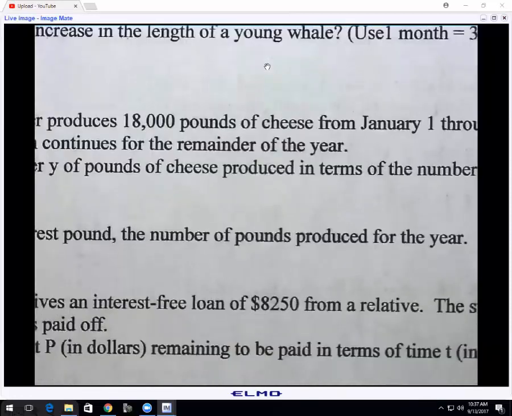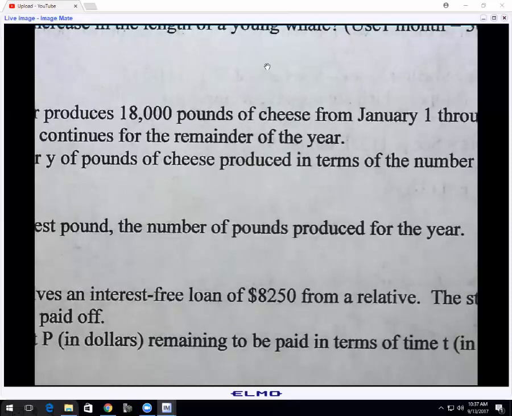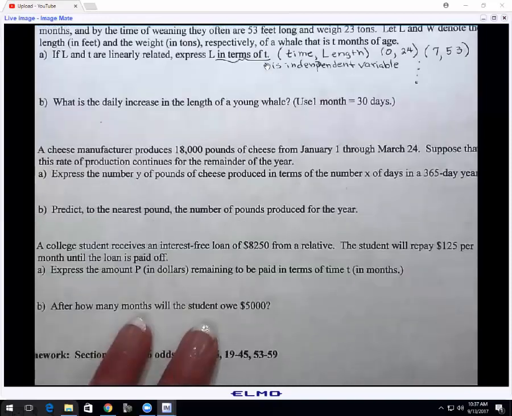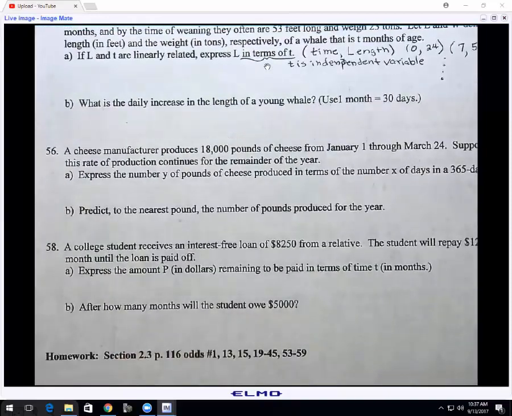Let's just see how to set up 56, and then we're going to zoom over to 2.4 real fast. 56 says a cheese manufacturer produces 18,000 pounds of cheese from January 1st to March 24th. Suppose that this rate of production continues for the remainder of the year. It's that very last statement that tells me this is a linear situation, because the rate of production is staying the same, the slope is staying the same throughout the year. Express the number y of pounds of cheese produced in terms of the number x of days in a 365-day year. What's my independent variable there?